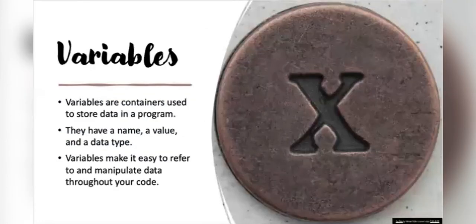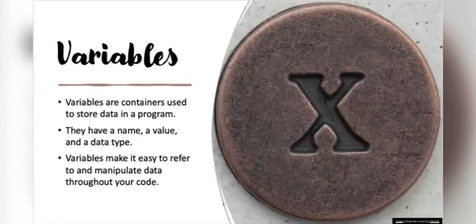So let's move to one of the most important concepts in Python, variables. Variables are containers used to store data in our programs. They have a name, a value, and a data type. Variables make it very easy to refer to and manipulate data throughout your code. Luckily, Python can handle any data type that you give it.